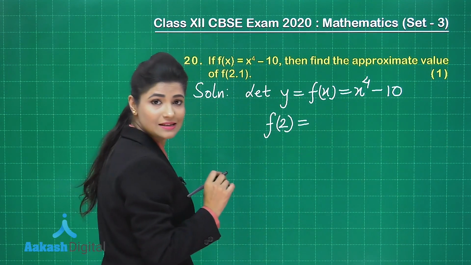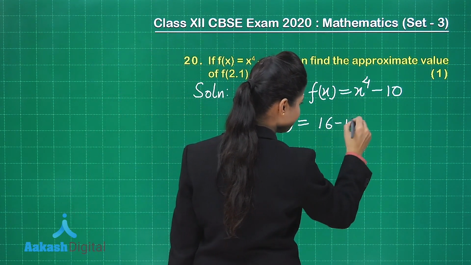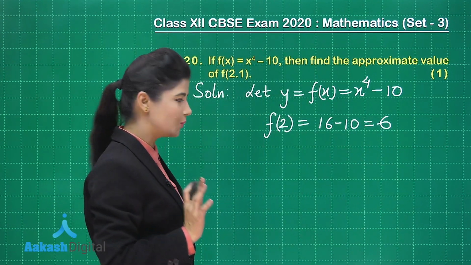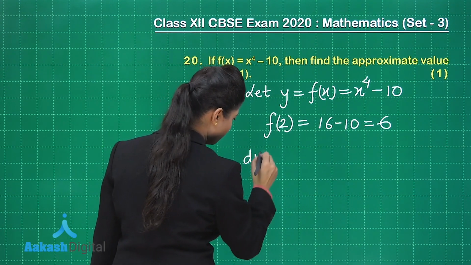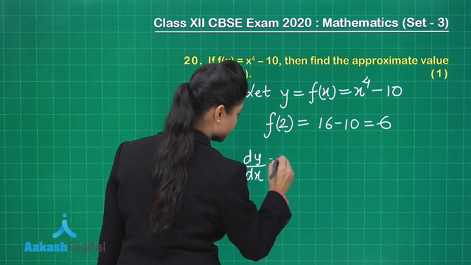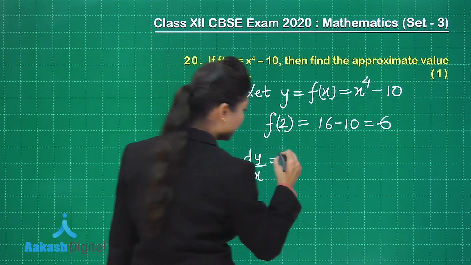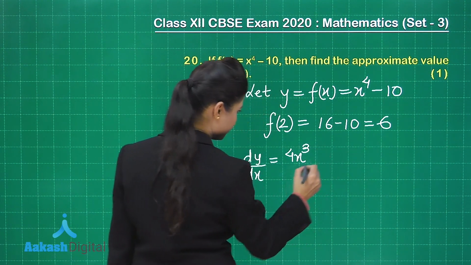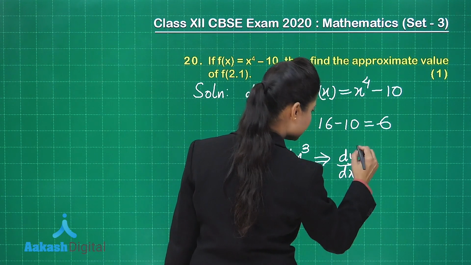So f of 2 in this case will be equal to 2 raised to the power 4 minus 10, that is 16 minus 10 equal to 6. So here this is the value of f of 2. In similar manner, here I can also obtain dy by dx. So if y is x raised to the power 4 minus 10, on taking derivative, I get here 4x cube as dy by dx. So this implies dy by dx can be obtained at x equal to 2.